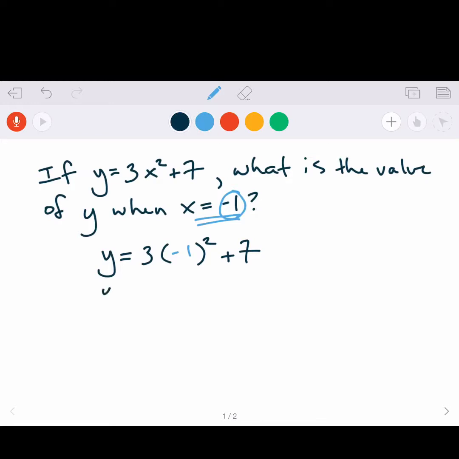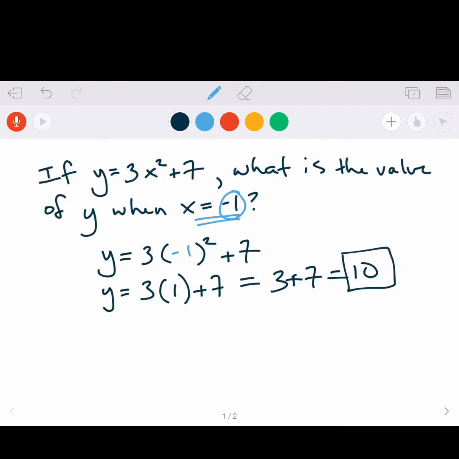So y equals 3. Remember when you're squaring a -1, -1 times -1 is 1. So we'll just get a 1 when we square that. Plus 7 equals 3 plus 7. So we get a 10. Okay. So this is option 1. This is one way to ask the question.